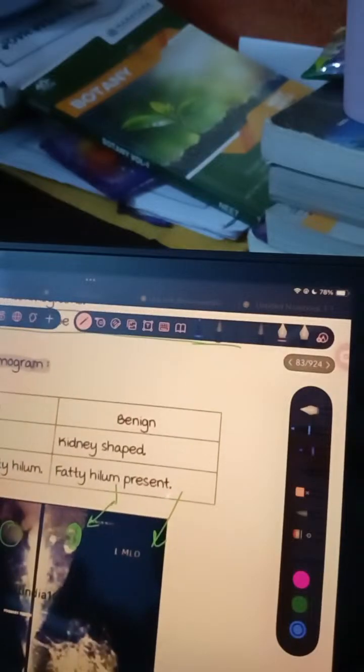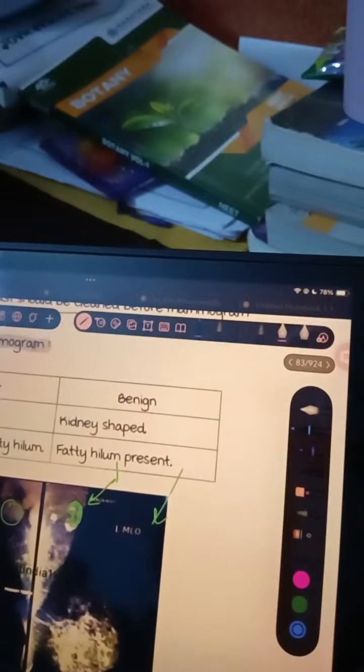And lymph node in mammo. In malignant, it is round, with loss of halo and fatty hilum. And in benign, it is kidney shaped, and fatty hilum is present. We will see USG and MRI.